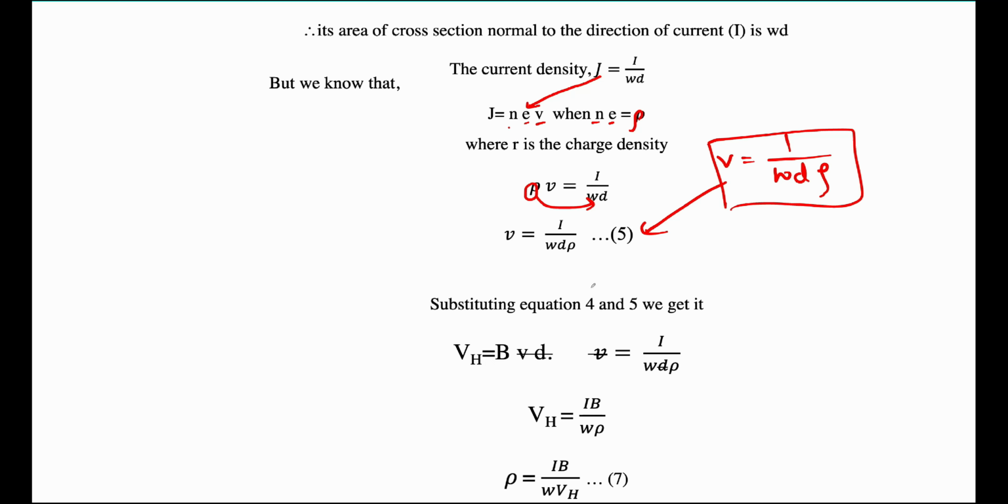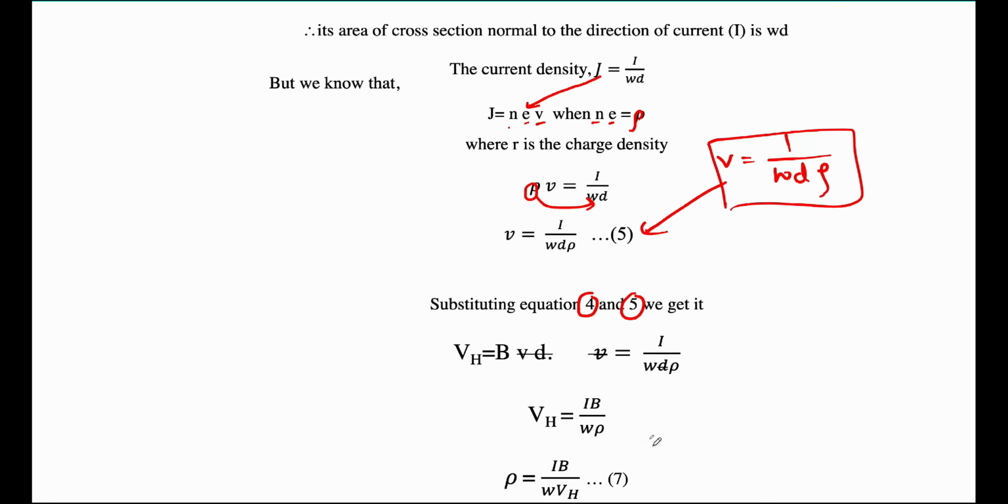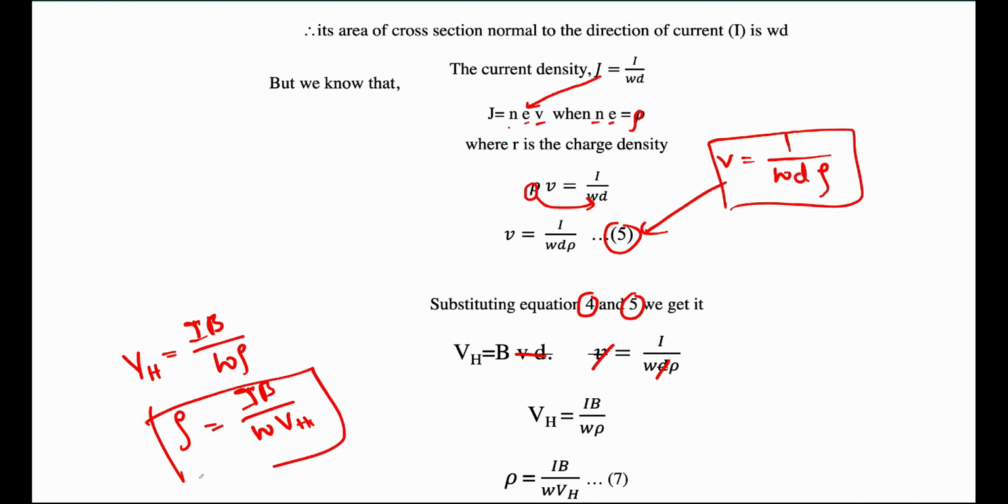Now we already know equation number 4 and equation number 5. Just substitute like this. Here VD and VD get cancelled. So the remaining equation is Hall voltage equals current into B divided by W into rho. Nothing but VH equals I into B divided by W into rho. This is the Hall voltage equation. Take it as equation number 7 here.